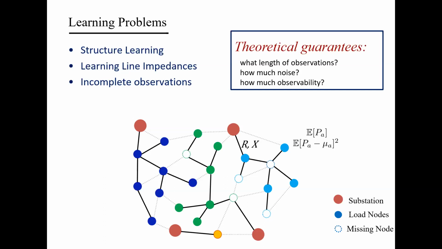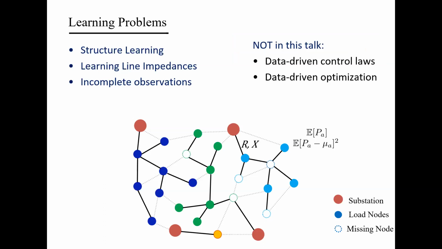What I'll not talk about in this talk is data-driven control laws or data-driven optimization problems. Okay, so for example, just like you have a lot of measurements being collected, you can also use them in designing control problems, for example, voltage control. And in bulk power grids, you can also talk about designing feedback loops or even getting generator set points using data-driven optimization or machine learning.